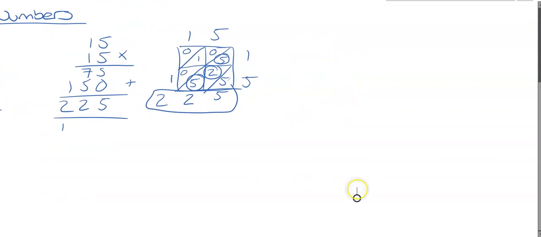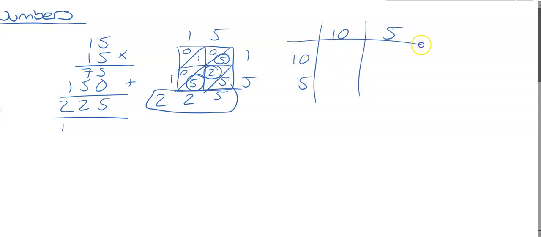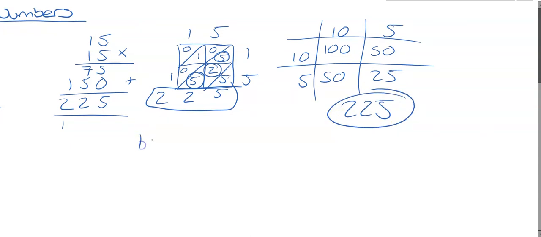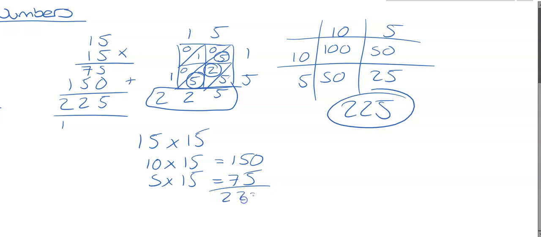You can do the grid method, which is very similar to Napier's bones, but it's got a few more zeros in it. So 10 times 10 is 100. 10 times 5 is 50. 10 times 5 is 50. 5 times 5 is 25. Add them up, you get 2, 2, 5 again. You can chunk. So 15 times 15, you can split into 10 times 15 and 5 times 15, if you like. So that would be 150, and this is 75, and add them together as 225.